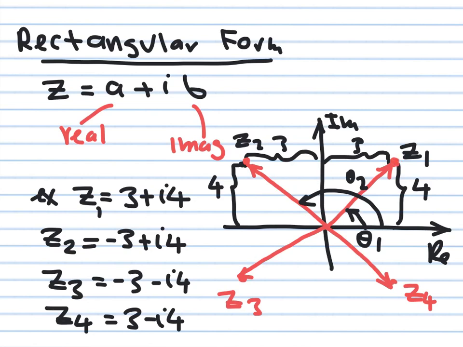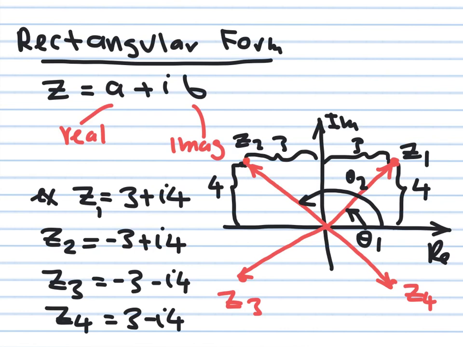The point z2 is -3 plus 4i, so the real part is negative, so we have to go in this direction, not in this direction. We have to go in this direction 3 units, and then the imaginary part is positive, it's 4. So this point here is -3 plus i4.